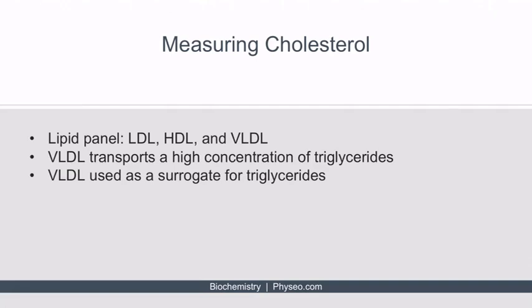Before we discuss some of the other lipid disorders, we should briefly review how cholesterol is measured. When a physician orders a lipid panel to measure the total cholesterol, they're really looking at LDL, HDL, and VLDL. VLDL transports a high concentration of triglycerides compared to other lipoproteins. So the VLDL component of a lipid panel is used as a surrogate to measure triglycerides. Chylomicrons also carry a lot of triglycerides, but this comes from the diet. This is why if a patient gets a lipid panel when they're not fasting, it can falsely elevate the triglyceride component of the test. Okay, with this in mind, let's return to the dyslipidemia table.